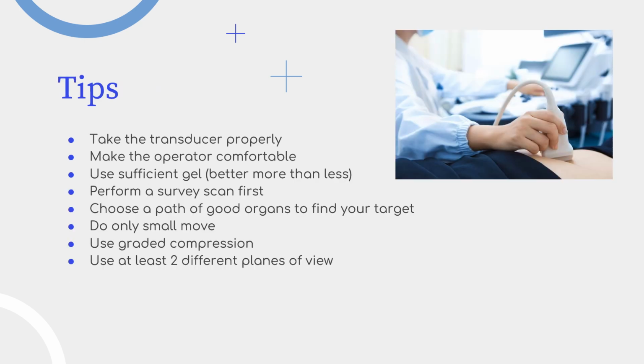Here are some tips the operators should use to have the best echographies. First, hold the transducer properly. Secondly, make the operator comfortable. Thirdly, use sufficient gel. Better more than less. Fourthly, perform a survey scan first. Fifth, choose a path of good organs to find your target. Sixth, do only small moves. Seventh, use graded compression. Last but not least, use at least 2 different planes of view.